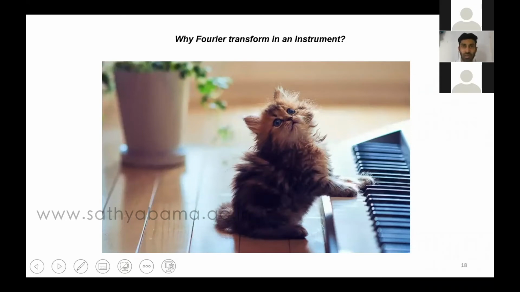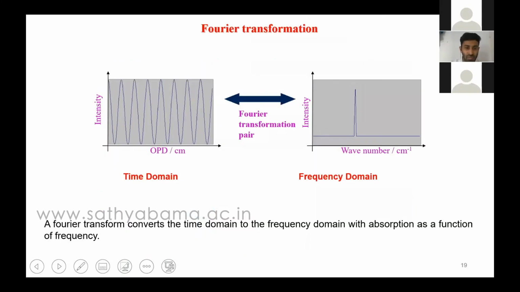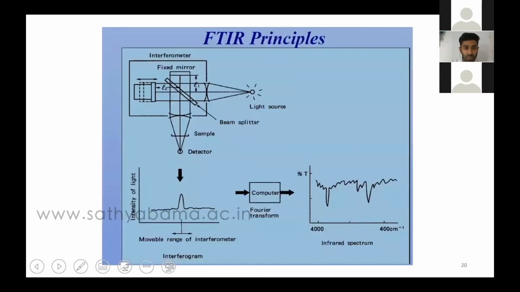We may not be able to detect all the frequencies, and that's the reason we use Fourier transform to make that sound noise elucidated to give a meaningful spectrum. So this is what happens. It basically converts the time domain to the frequency domain. So that's why Fourier transform is used.